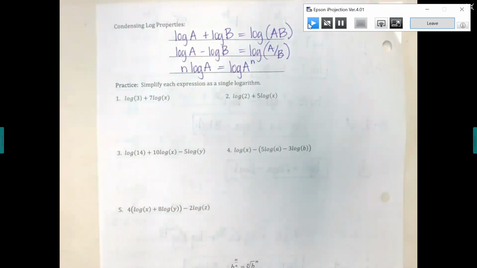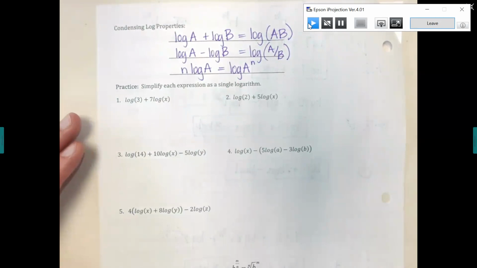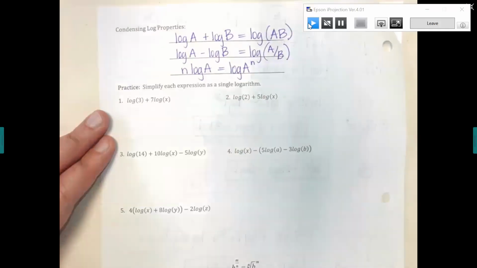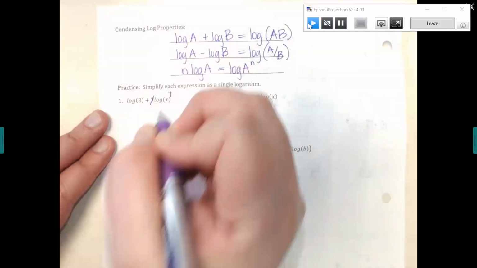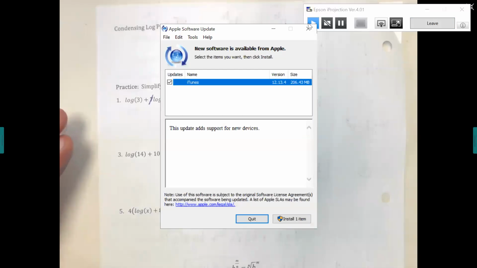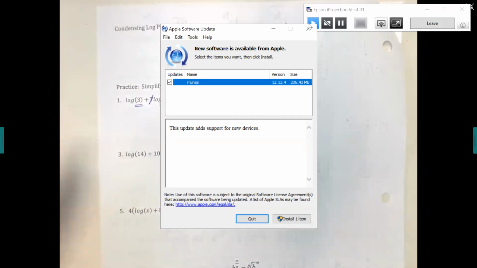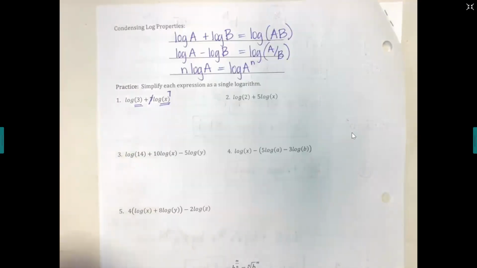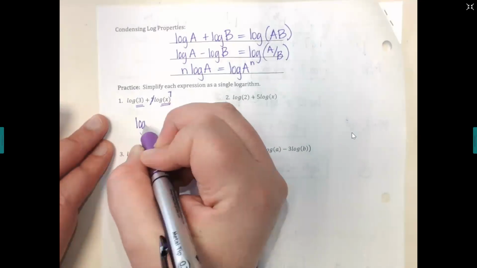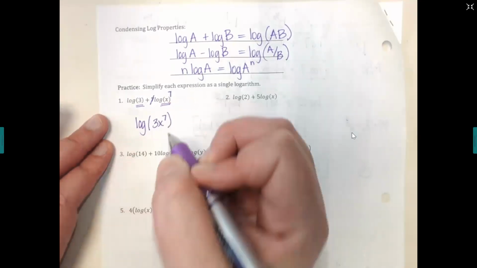Let's start with number 1. Before I combine them into the same log, I want to move any front numbers up. What number is a front number that I'm going to move up? 7, so drop it and put it up top. Then my 3 and my x7 are originally added. So when I combine them back together, it'll be 3 times x7.